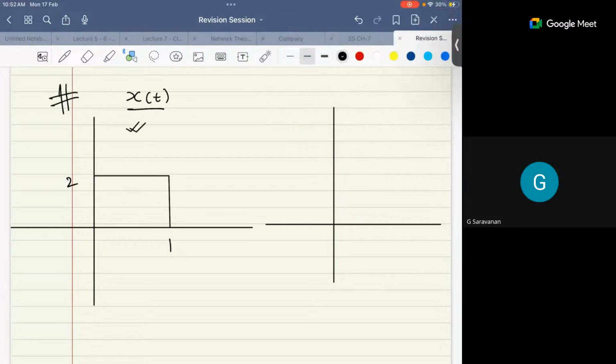So x of t has been given to you, and in the odd part, only some part of the odd part has been given. So this is not the total odd part. This is some part of the odd part. So you have a signal, which will have the even part and the odd part also. Partial odd part has been given to you.